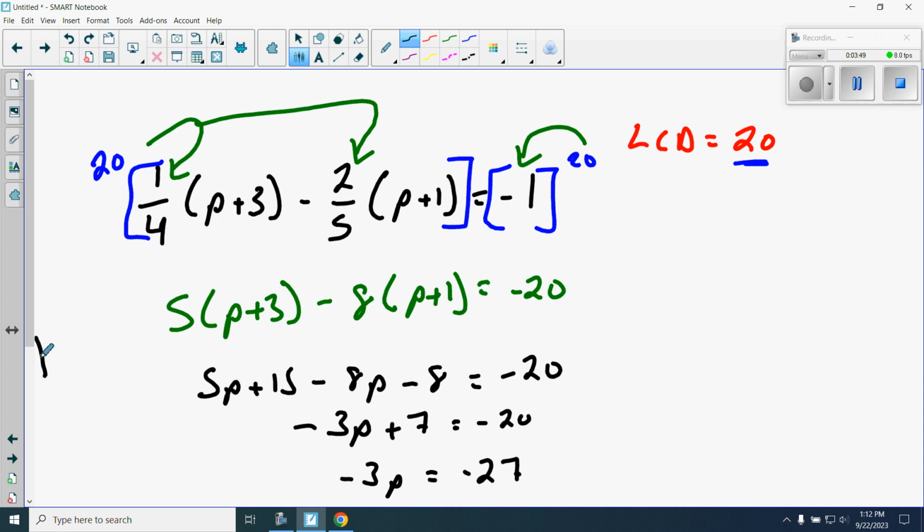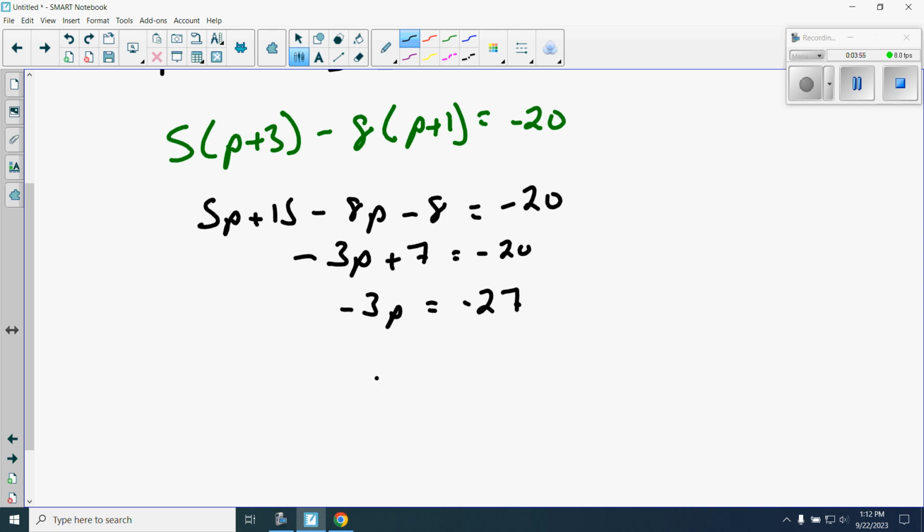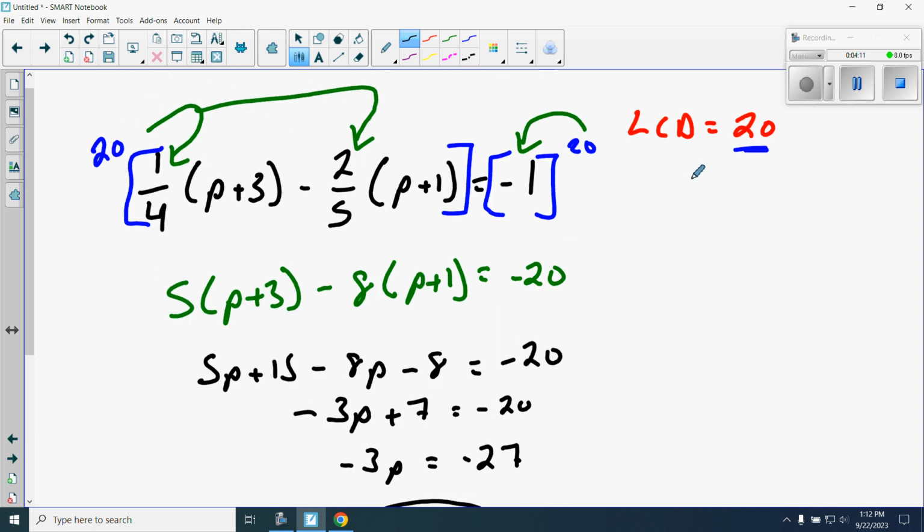A little bit more. Whoop. I missed. How dare I? Divide by -3, and that leaves me with p. Divide by -3, and a negative over a negative is a positive. 27 over 3 gets me 9. And there's another example of how to eliminate my denominators by using a least common denominator, rewriting each side of the equation as equivalent, and get my answer.